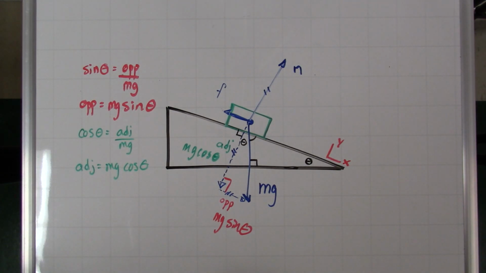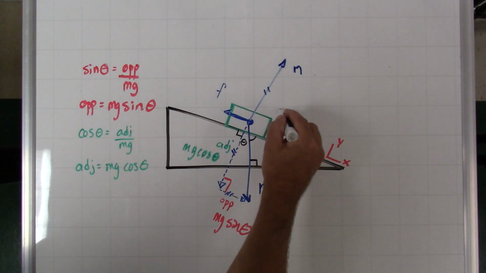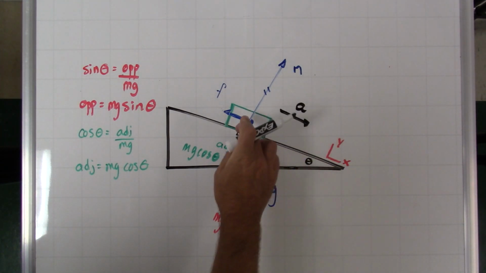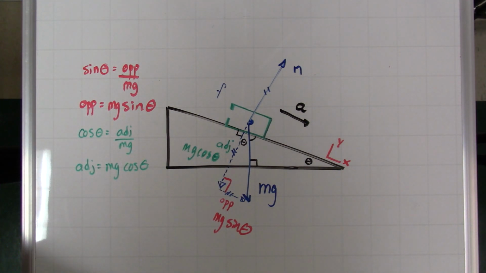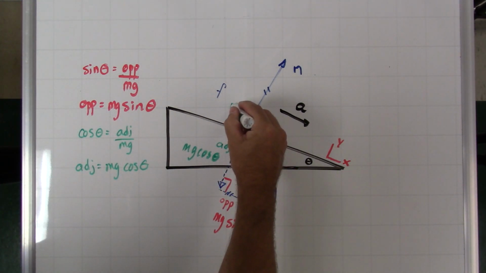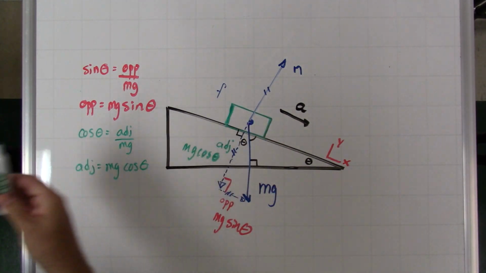What would happen if we remove the friction? The block would accelerate down the ramp. If the block accelerates down the ramp, because we remove the frictional force, can we figure out how to find the value of that acceleration?